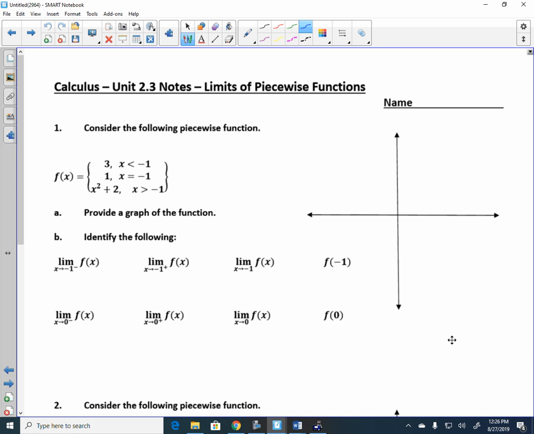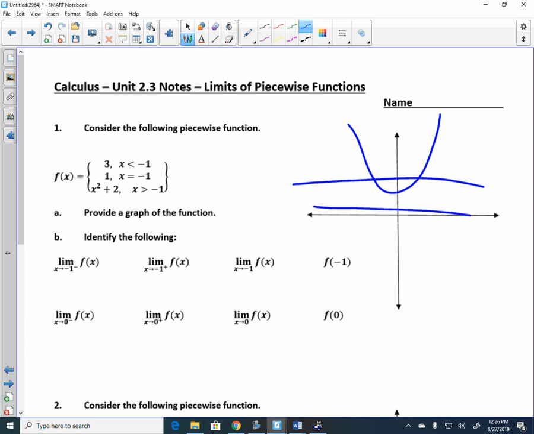And f of x equals 1 for x equal to -1, and x squared plus 2 for x greater than -1. So, piecewise functions, we already talked a little bit about this at the beginning of the class. What does the graph of 3 look like? What does the graph of 1 look like? And what does x squared plus 2 look like? Everybody got those three shapes sitting in your brain?